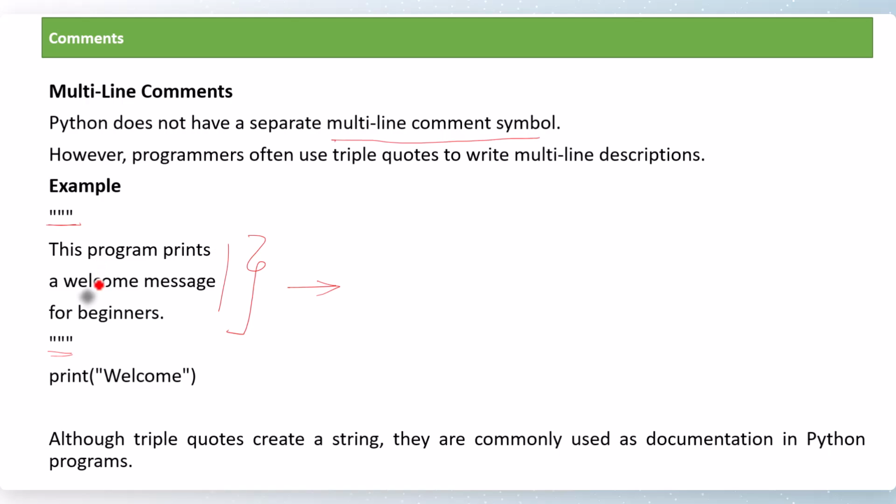Basically, it is a string, so it does nothing. It's just for documentation purpose. And this is a print statement. It will be printed on the output screen. So although the triple quotes create a string, they are commonly used for documentation. It does nothing basically. It just creates the string and is used for documentation purpose.